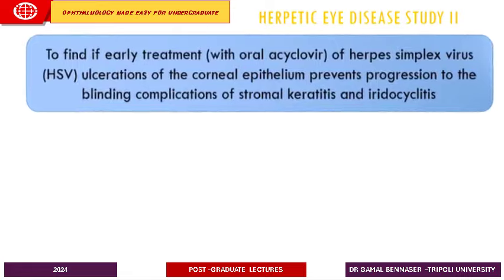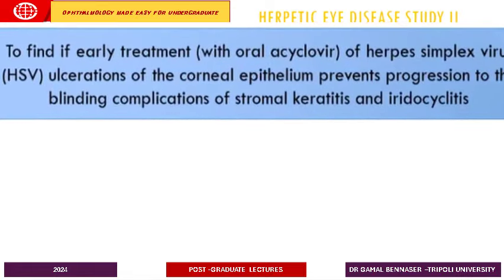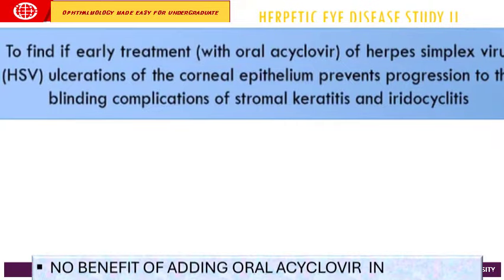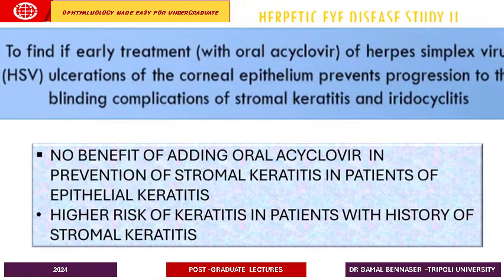So if we look at the first trial, that's to evaluate the use of oral acyclovir in dendritic ulcer to prevent the occurrence of stromal keratitis. The recommendation claims that there is no benefit in adding oral acyclovir in the prevention of progression of epithelial keratitis to stromal keratitis or to iridocyclitis. So the risk of development of stromal keratitis is related to the history of the patient, that he has a previous attack of stromal keratitis.